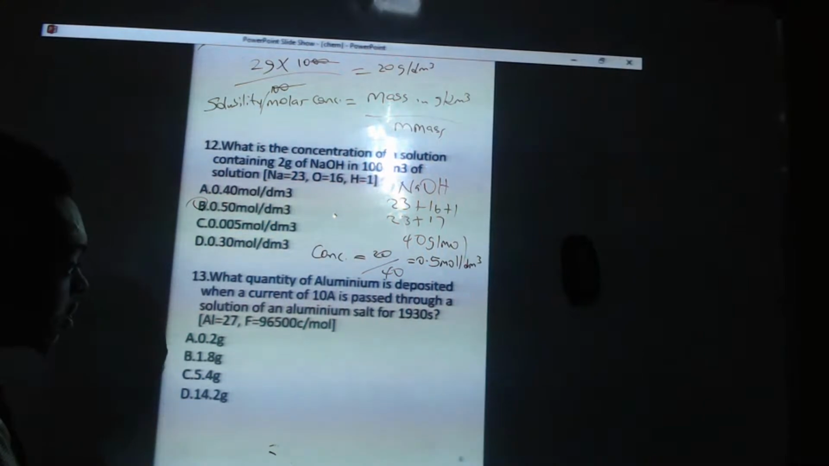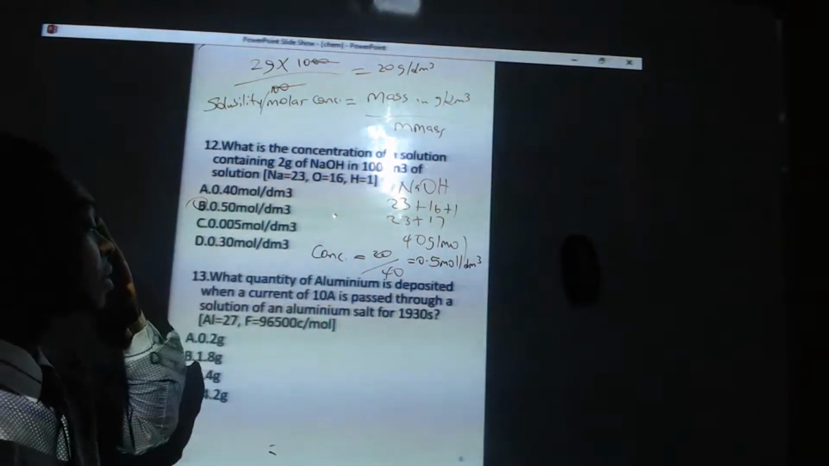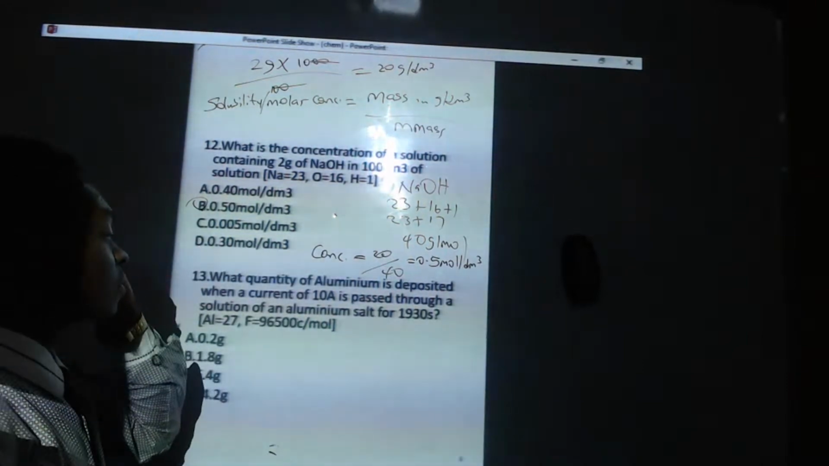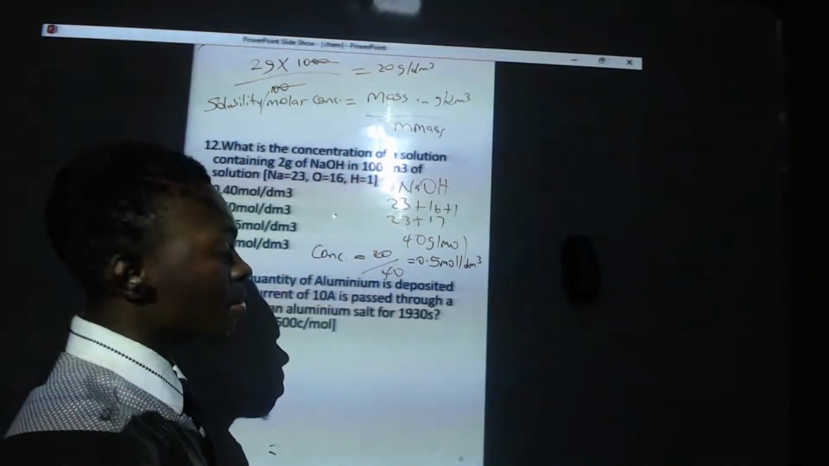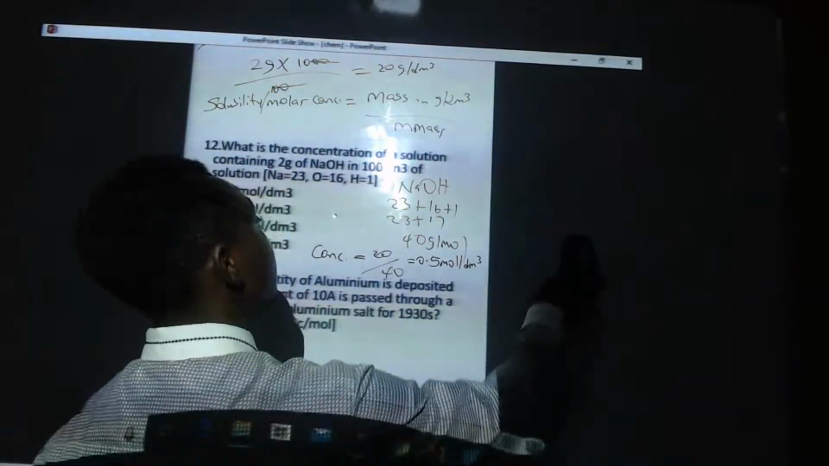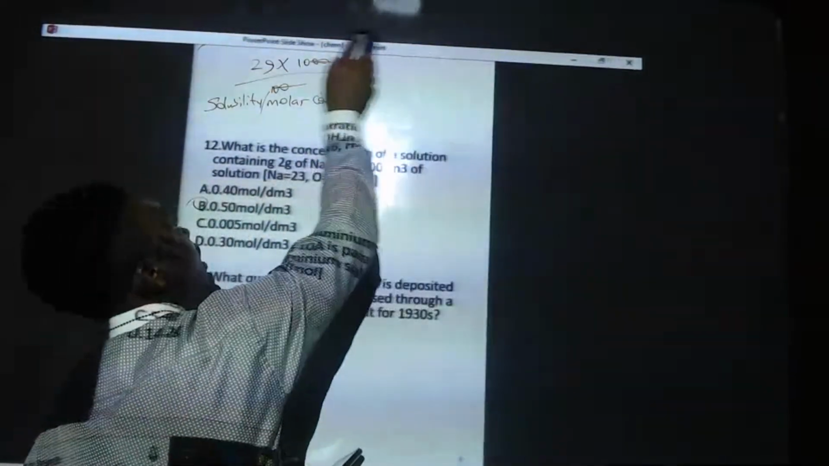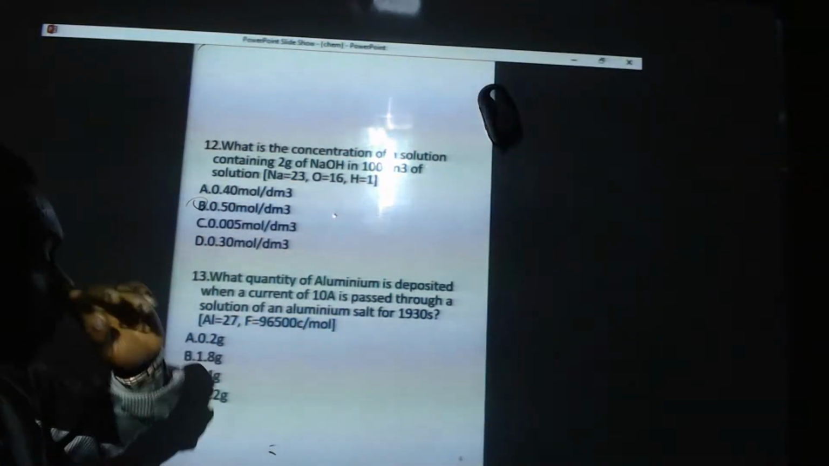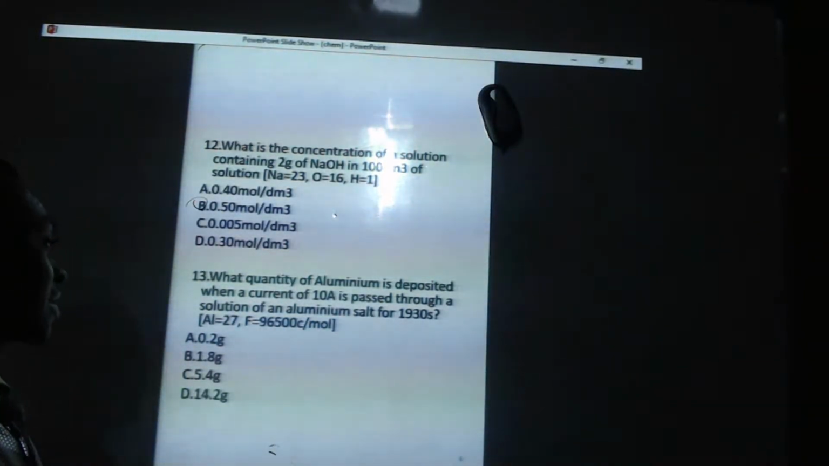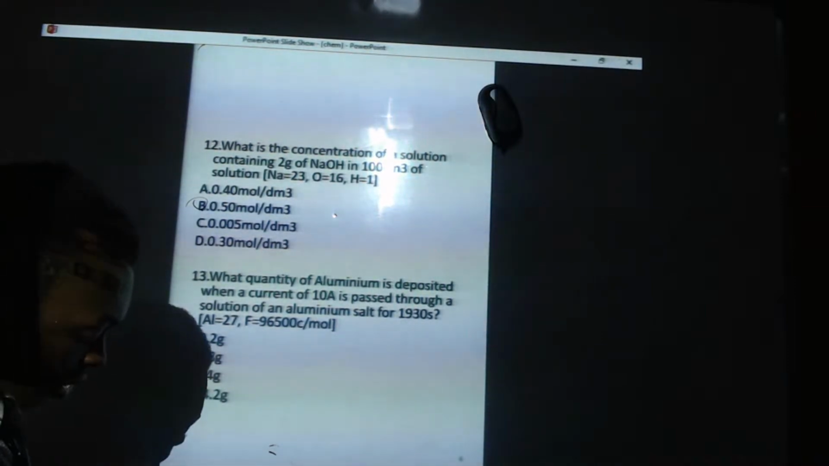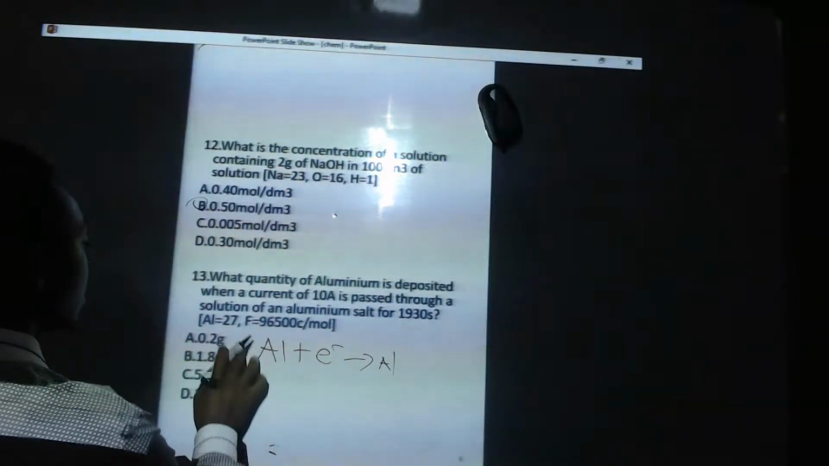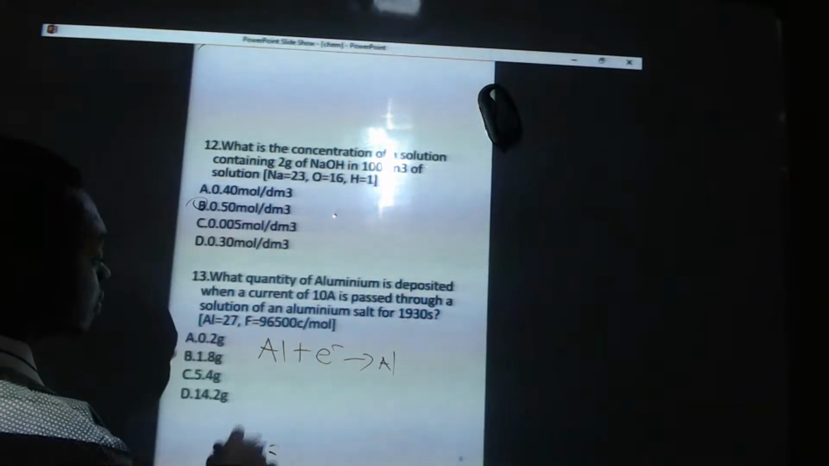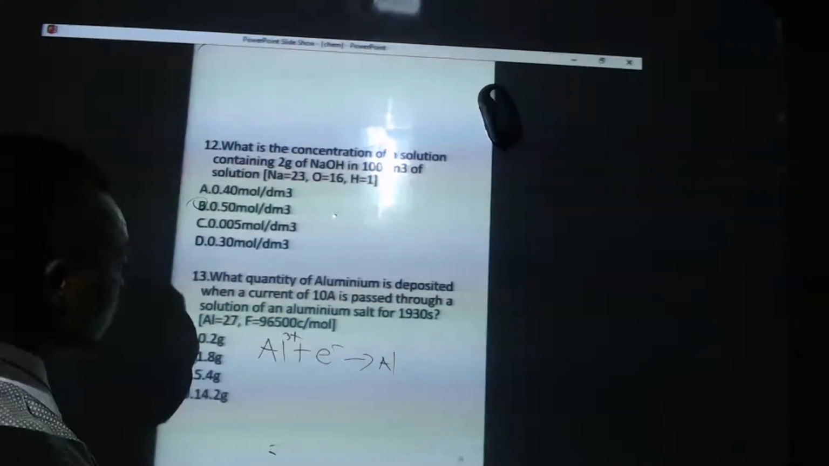Now the next question is: what quantity of aluminium is deposited when a current of 10 amp is passed through a solution of aluminium salt for 1,930 seconds? Now remember in the first lesson, when I was talking about electrolysis, I gave you some rules and wrote some equations and how to solve with this. Now you are being asked the quantity. This quantity is not just your normal quantity of aluminium. Remember you are being given your aluminium as 27, Faraday is 96,500.